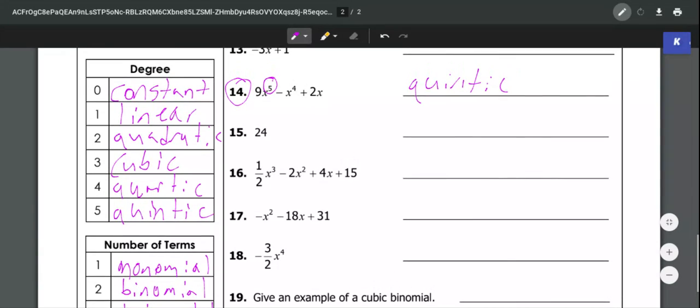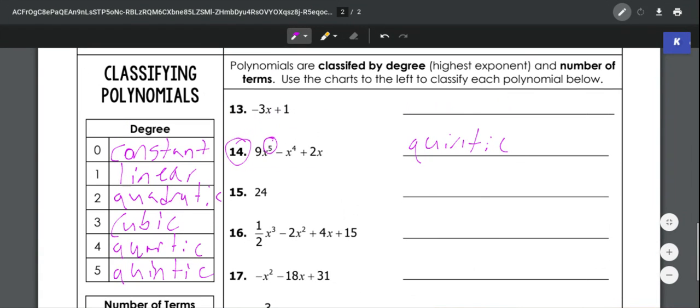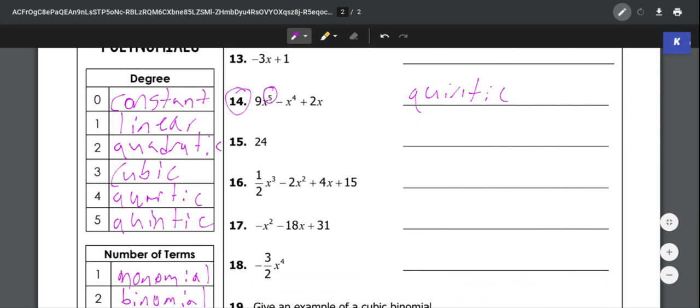So if we go back to 14, to classify this, we first start out with the degree. So the degree is 5, which means that's the highest exponent. So the highest exponent is 5, so it's quintic. And there is 1, 2, 3 terms, so that would be a quintic trinomial.